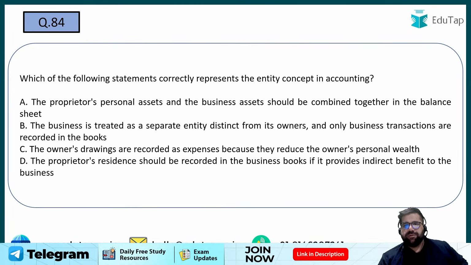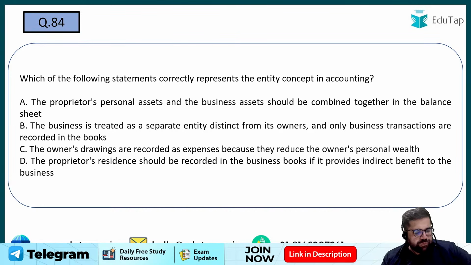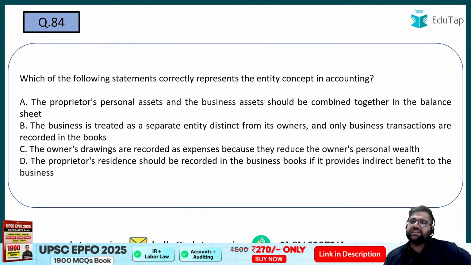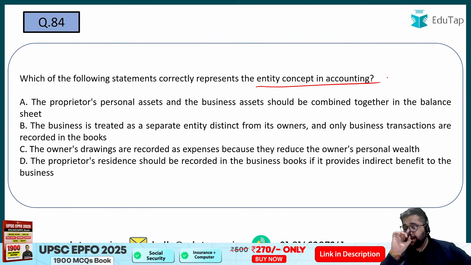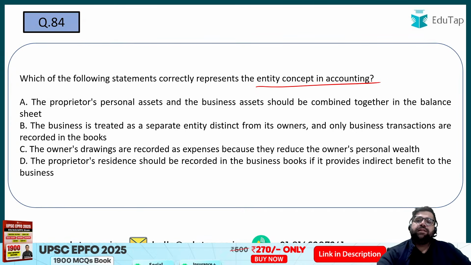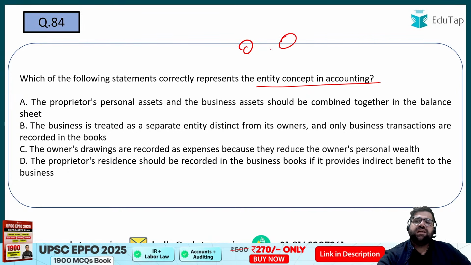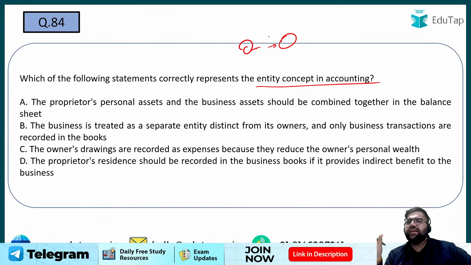Question number 84. चलिए ये भी बताइए. Which of the following statements correctly represents entity concept in accounting? Entity concept. Entity says what? That your owner is different and your business is different. These are two different entities. A proprietor's personal assets and business assets should be combined together in balance sheet.